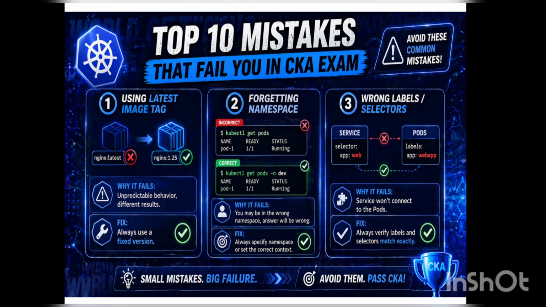After that, the next mistake is with labels and selectors. Your pods are running, your service is created, but nothing connects. Why? Because there is a label mismatch. This is one of the most common failures that people face. So always verify labels before moving ahead.